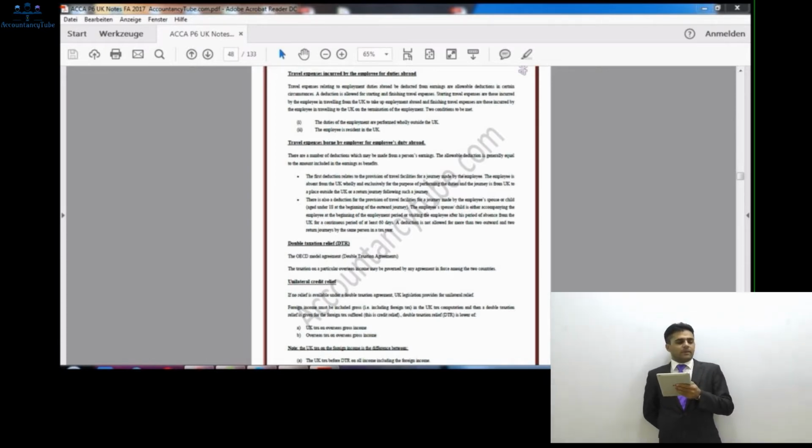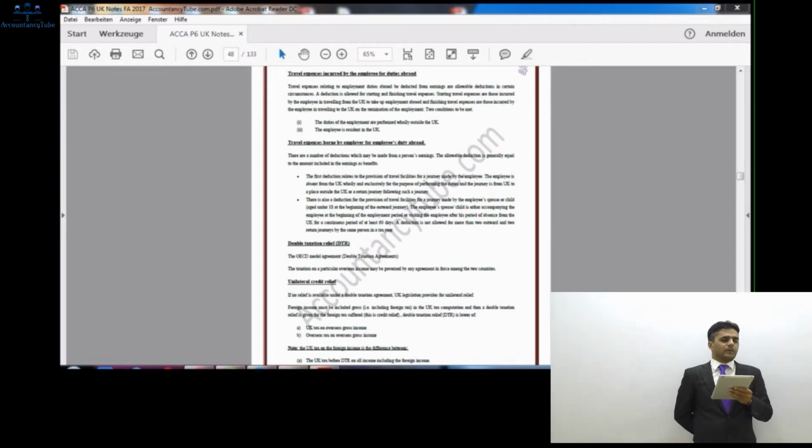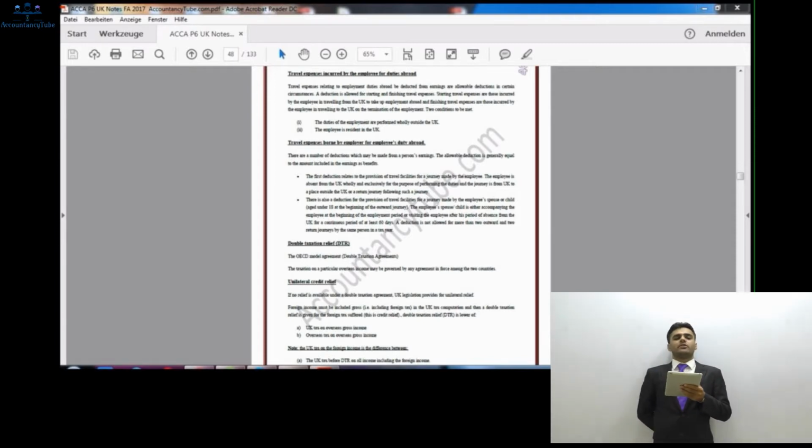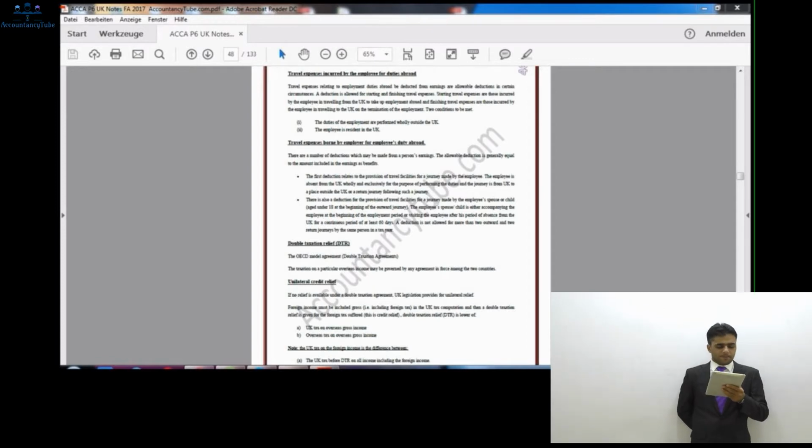Right? So this is when the employee is paying. It will be an allowable deduction when the employee is paying only for the starting journey when he's going outside the UK and when he's coming back.